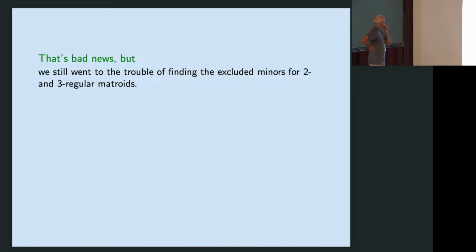And yet we still went to the trouble of finding the excluded minors for 2 regular and 3 regular matroids. And when I say we went to the trouble of finding the excluded minors, so not for K regular matroids in general, I'll just quickly say we know the excluded minors for regular matroids, we know the excluded minors for near regular matroids, so I'll talk about who we means in a moment. And we went to the trouble of finding the excluded minors for 2 regular matroids and 3 regular matroids. But it doesn't seem like a very well-motivated problem, does it? Because it doesn't correspond to some natural class that you might care about coming from the world of matroids. But there you go.